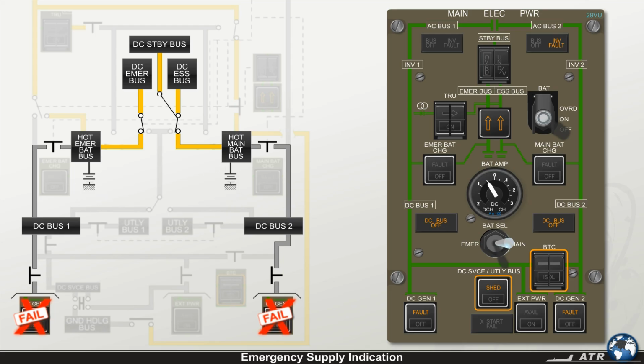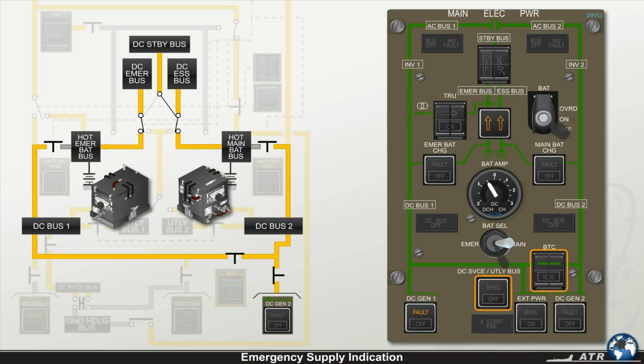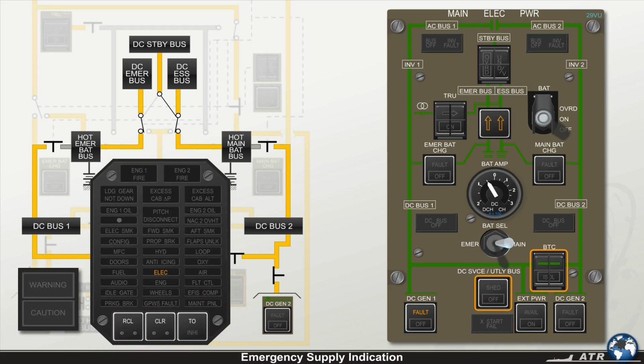If one or both arrows illuminate with at least one DC generator operative, it indicates that the respective battery is being discharged due to an internal system failure. Remember that the battery supply is limited to 30 minutes. In this situation, the CCAS is activated, illuminating the respective amber arrow on the overhead panel and generating the amber master caution flashing light, the amber electrical light on the CAP, and a single chime.